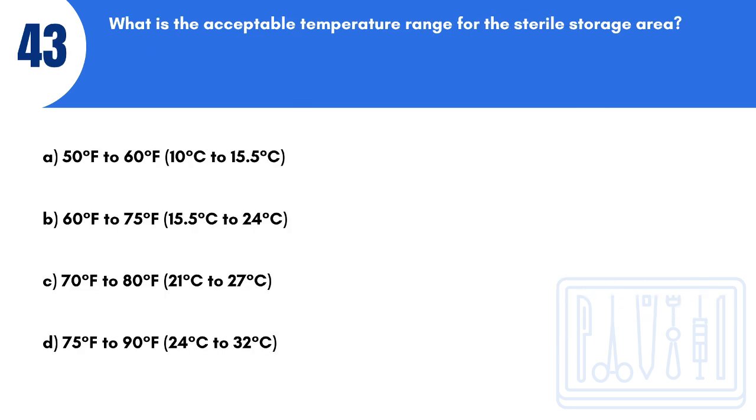Question 43. What is the acceptable temperature range for the sterile storage area? A. 50 degrees Fahrenheit to 60 degrees Fahrenheit, 10 degrees Celsius to 15.5 degrees Celsius. B. 60 degrees Fahrenheit to 75 degrees Fahrenheit, 15.5 degrees Celsius to 24 degrees Celsius. C. 70 degrees Fahrenheit to 80 degrees Fahrenheit, 21 degrees Celsius to 27 degrees Celsius. D. 75 degrees Fahrenheit to 90 degrees Fahrenheit, 24 degrees Celsius to 32 degrees Celsius.